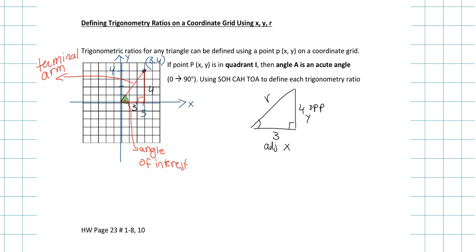Okay, so we're just changing the naming. We're not changing anything else. Instead of opposite, we're calling it y, because that represents the y value of your point. Instead of the adjacent, we're calling it x. And instead of the hypotenuse, we're calling it r.